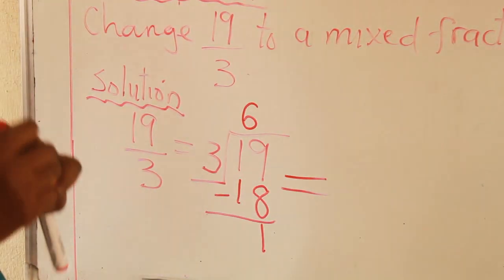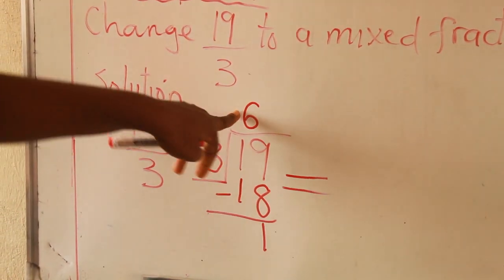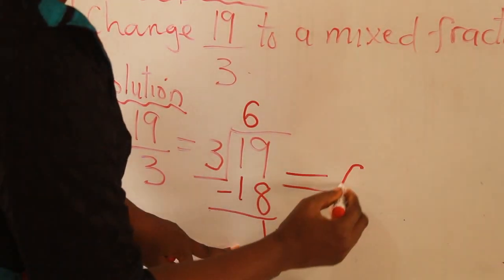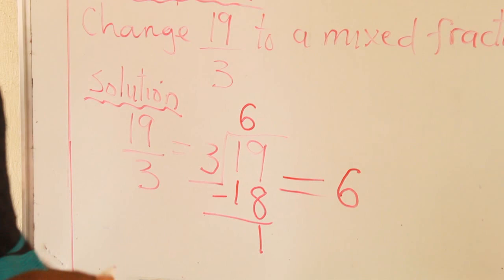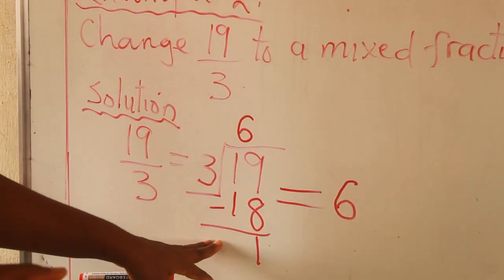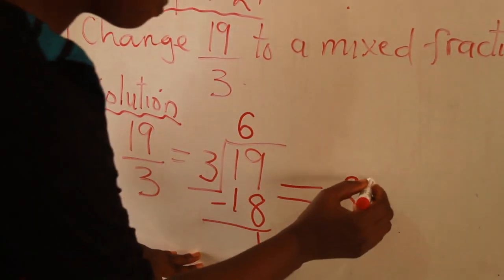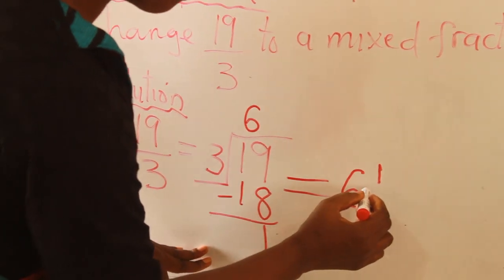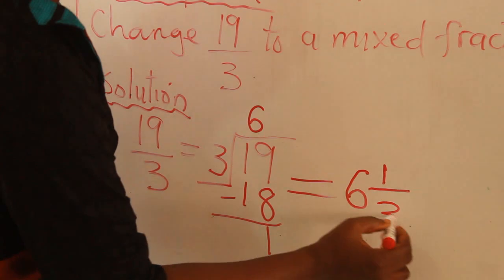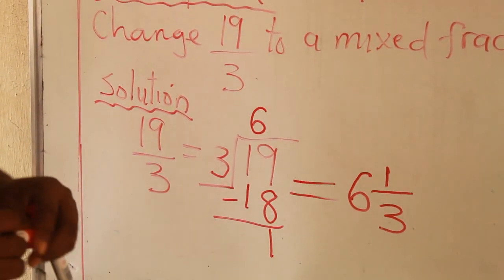Your whole number to the answer will always come from your first result, which is your number up. That number is what? 6. You write down your 6. Then your numerator to use and form your proper fraction, in this case, will come from your remainder, 1. You put your remainder up here. And then you put your dividing line. Then you put your 3, which was your denominator here.